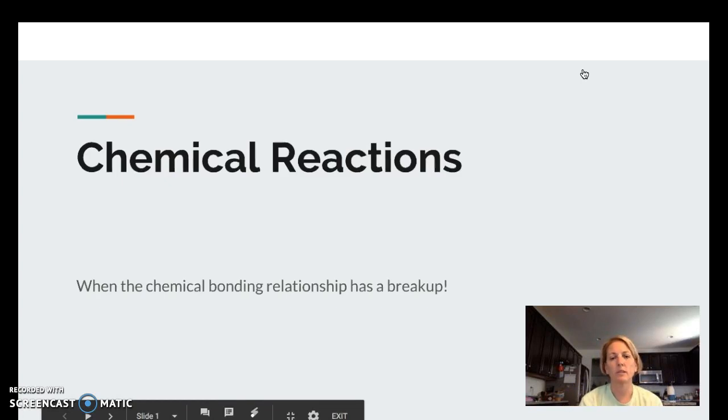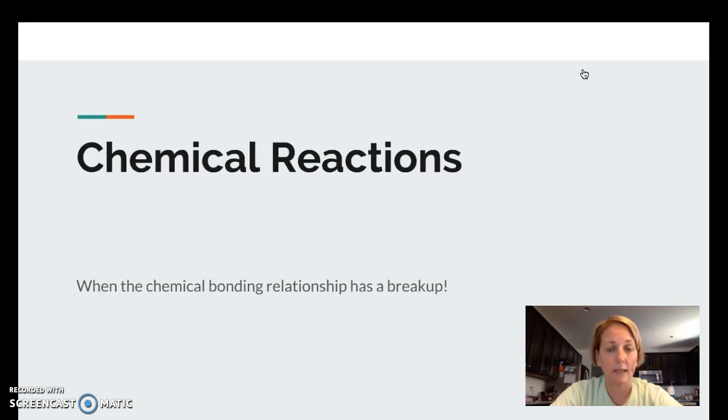So chemical reactions, if we look at it in terms of how we looked at chemical bonding, was the dating of elements and how they hook up together to become stable. We need to look at chemical reactions as the relationship now having a breakup. Things didn't go well, something happened, and now the elements or compounds have split apart.